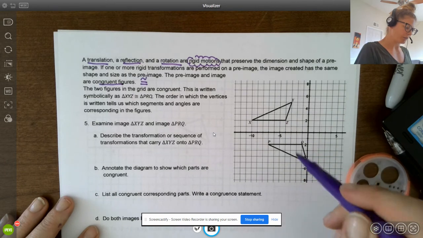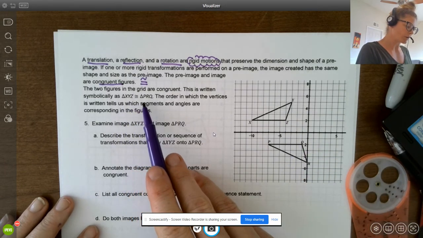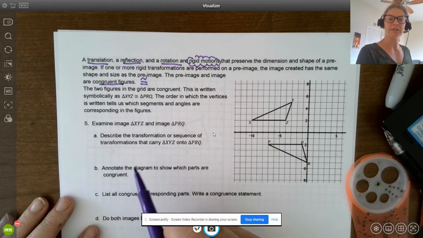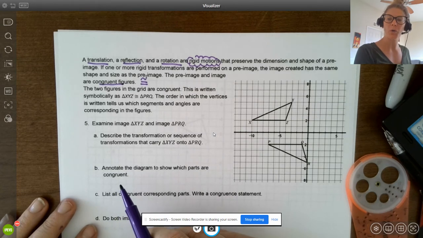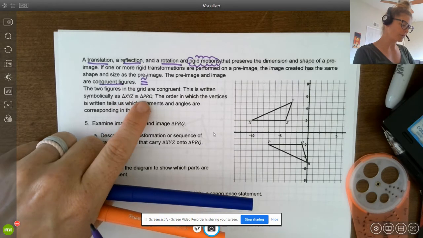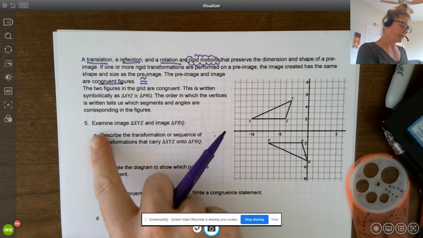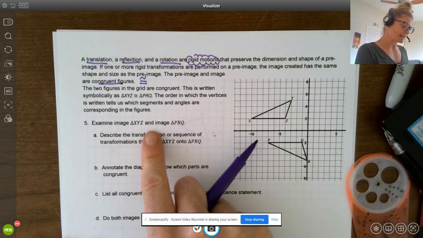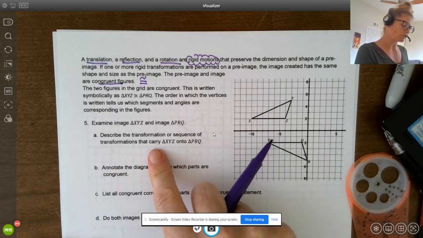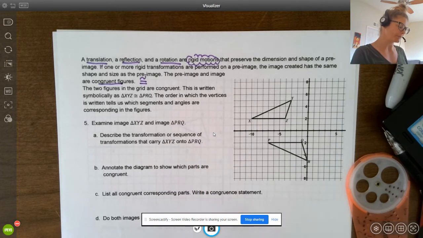Two figures in the grid are congruent. This is written symbolically as triangle XYZ is congruent to triangle PRQ. The order in which the vertices are written tells us which segments and which angles are corresponding in the figures, meaning X corresponds with P, Y corresponds with R, and Z corresponds with Q. Examine image triangle XYZ and image triangle PRQ. Describe a transformation or sequence of transformations that carry triangle XYZ onto triangle PQR.